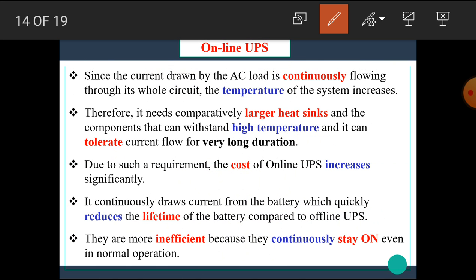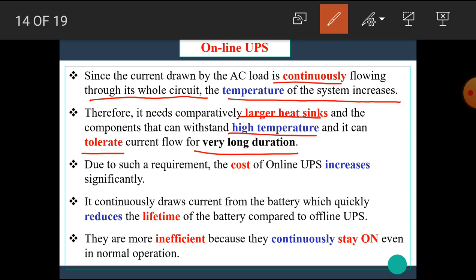The important point regarding the online UPS is that since the current drawn by the AC load is continuously flowing through its whole circuit, the temperature of the system increases. Therefore, it needs comparatively large heat sinks and components that can withstand high temperature and can tolerate the current flow for a very long duration. Due to such requirements, the cost of the online UPS increases significantly.